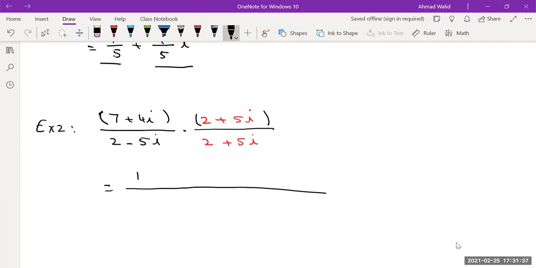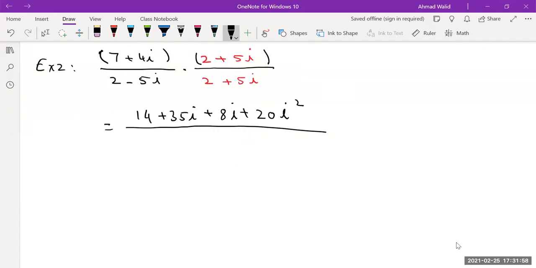7 times 2 gives me 14. 7 times 5i gives me 35i. Plus 4i times 2 gives me 8i. And 4i times 5i gives me 20i squared. Denominator, I'm using my formula. The square of the first, 4, plus the square of the second, 25.